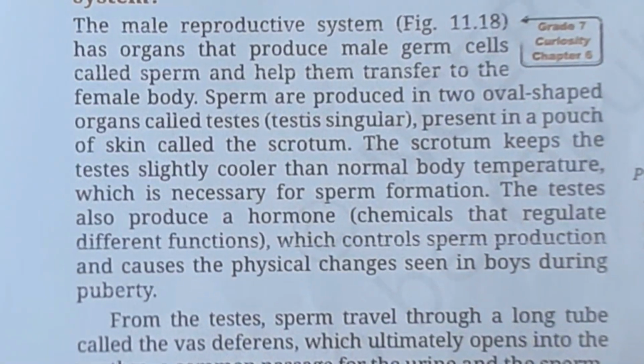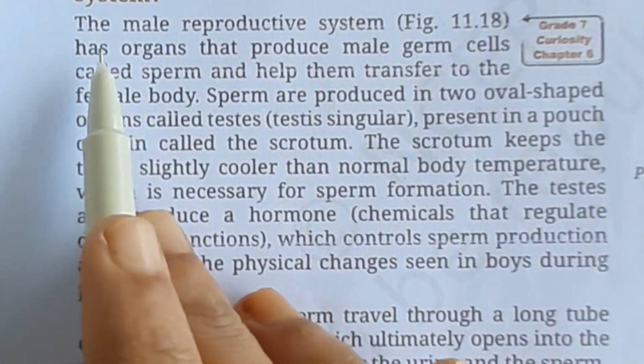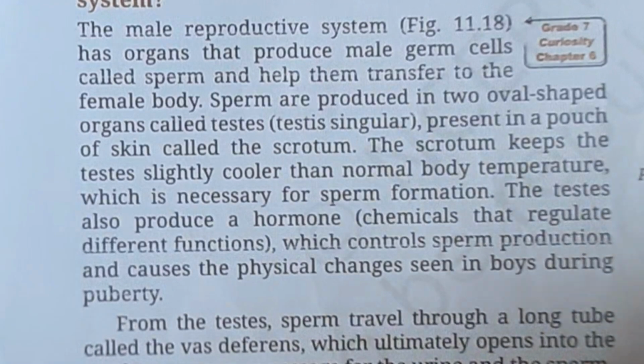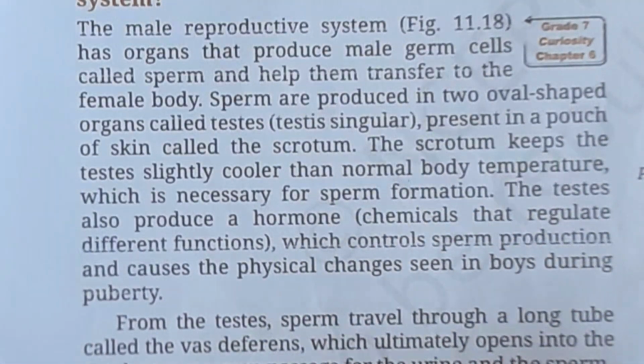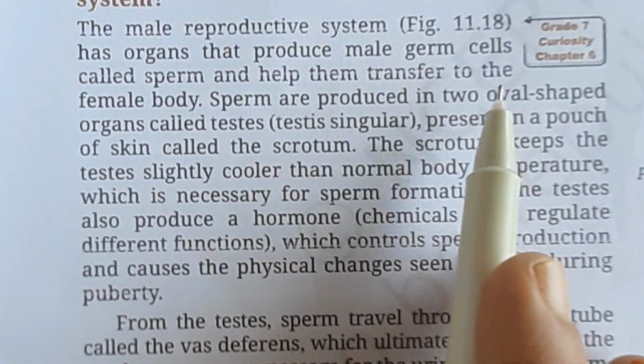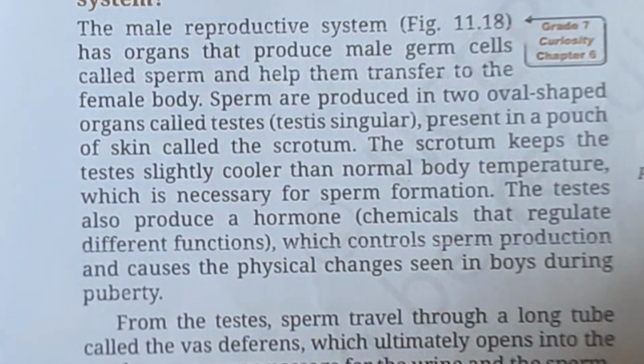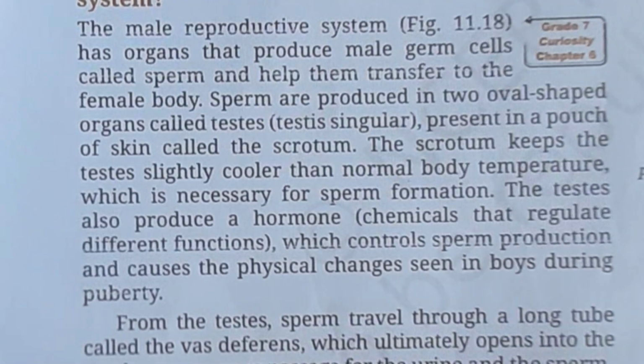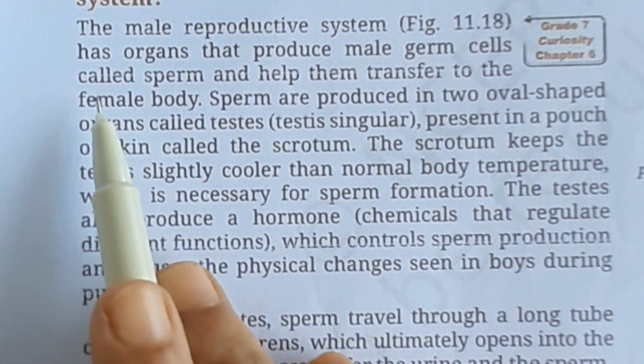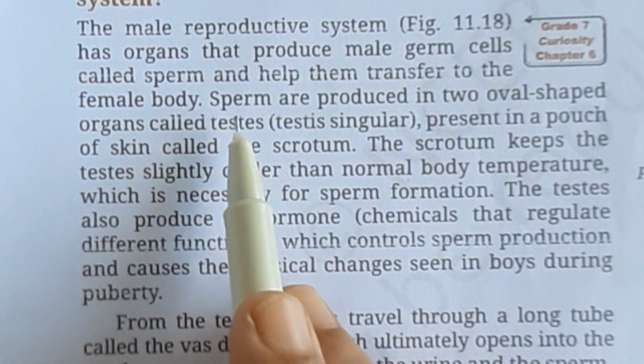Students, let's learn about the male reproductive system in detail. The male reproductive system in the following figure has the organ which produces the male germ cell. So here the main part is the organ which is producing the male germ cell, that is testes, and associated organs which help in the transfer of germ cell to the female body. So here the male germ cell is called sperm.